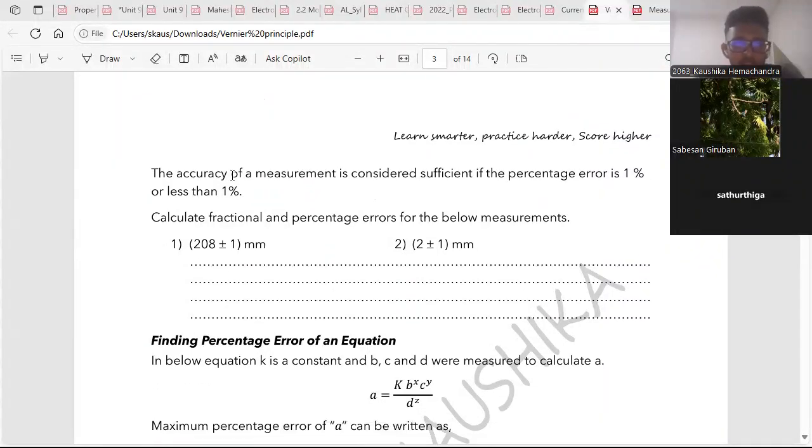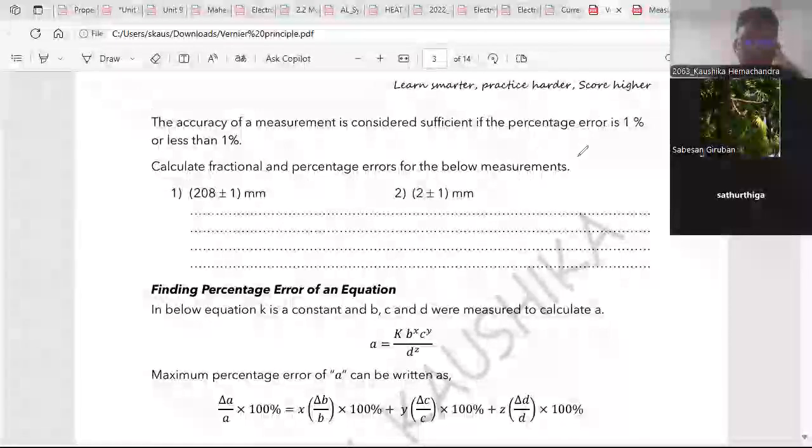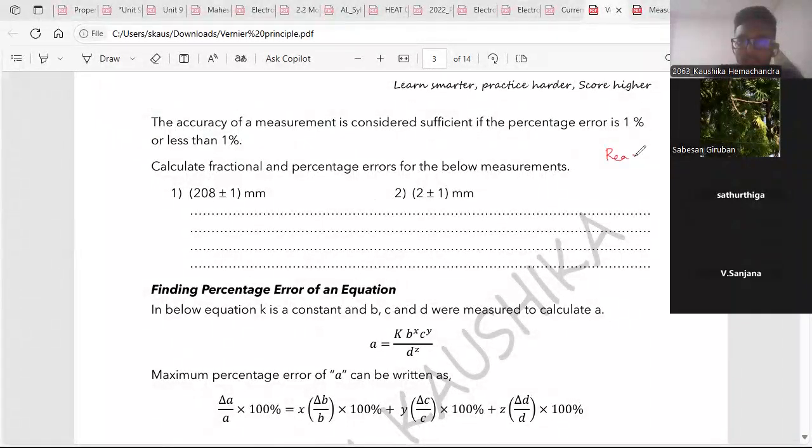So this is just what I said. Okay. So calculate the percentage and fractional errors for the below measurement. So usually a reading is written like this: reading plus or minus least count. Or there's another way you can write it as well.